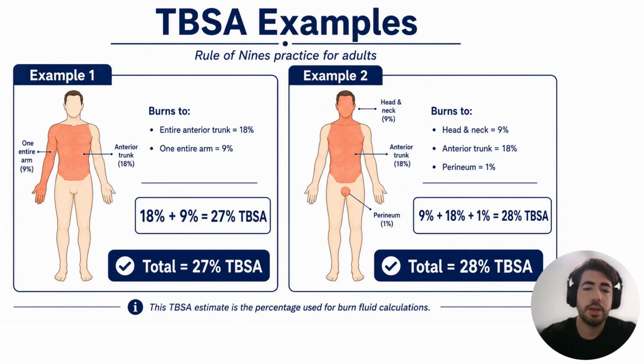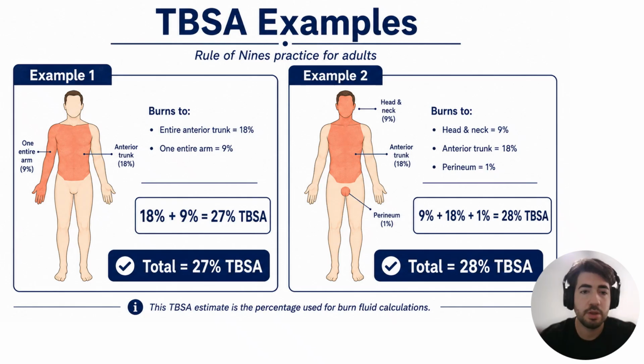Alright, so let's do some quick examples. Your patient has a burn to the entire anterior trunk and one entire arm. The anterior trunk we know is 18 and one arm is 9. So 18 plus 9 equals 27 TBSA, right? That means this patient has a burn over 27% of the total body surface area.